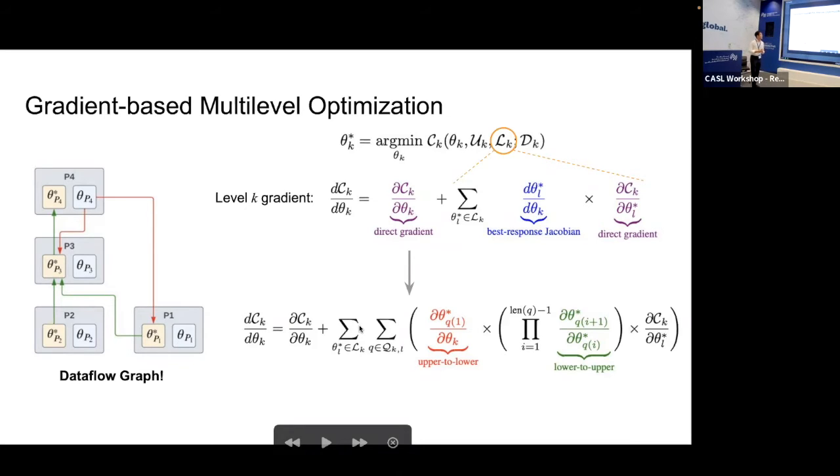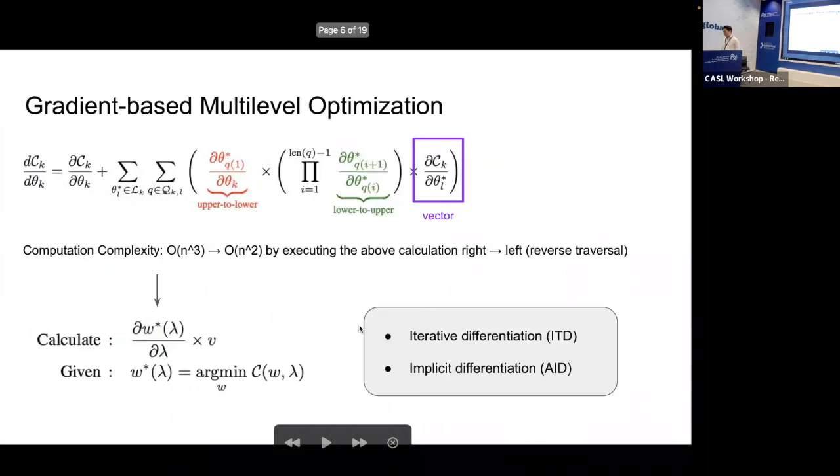So to perform the gradient-based multilevel optimization, what we basically need to do is compute the below equation. There are actually several challenges in calculating this equation. The first one is the computation complexity. We are dealing with really high-dimensional problems.